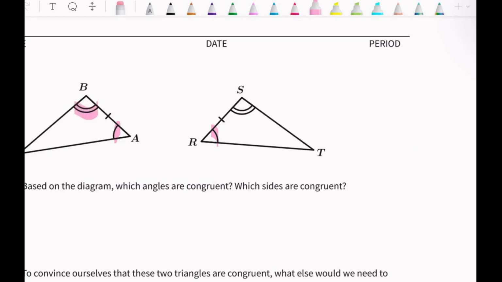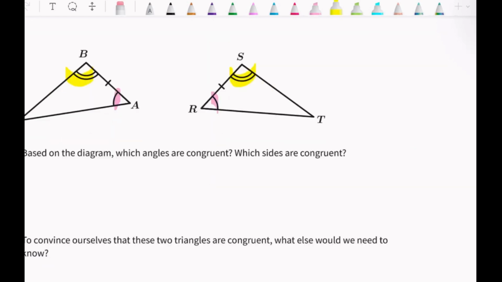Similarly, that would be true too. So I should have used a different color there. So let me try this. Okay, so based on the diagram, which angles are congruent and which sides are congruent? Okay, which angles are congruent?